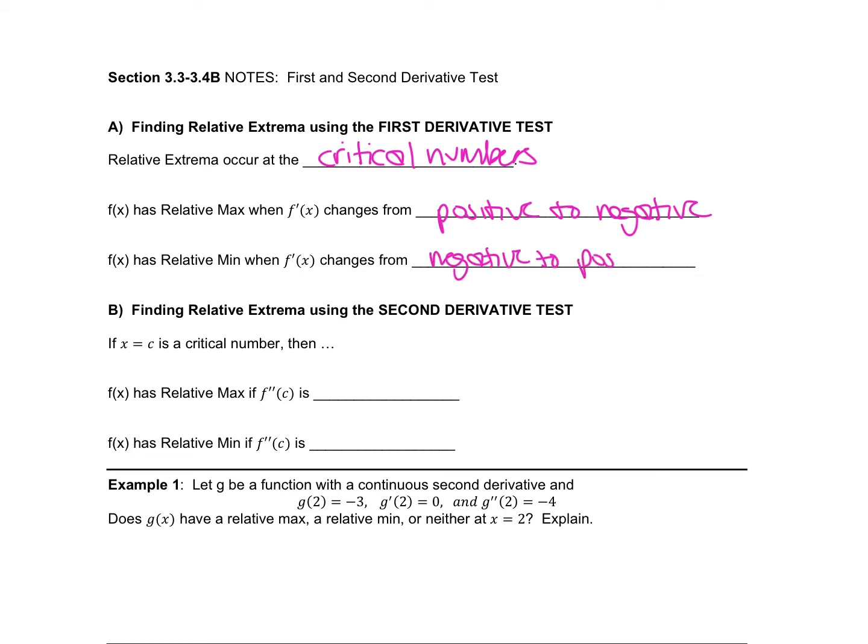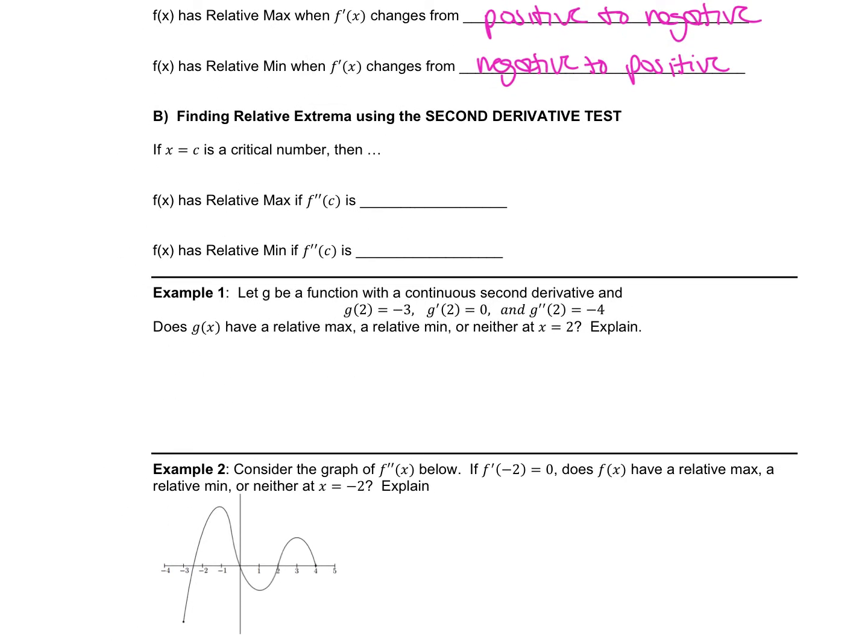Now there's going to be a second way for us to tell where relative maxes and mins are, and that is called the second derivative test. So if x equals c is a critical number, then f of x has a relative max if f double prime of c is negative. Okay, so it's kind of the opposite feeling. f of x has a relative min if f double prime at c is positive.